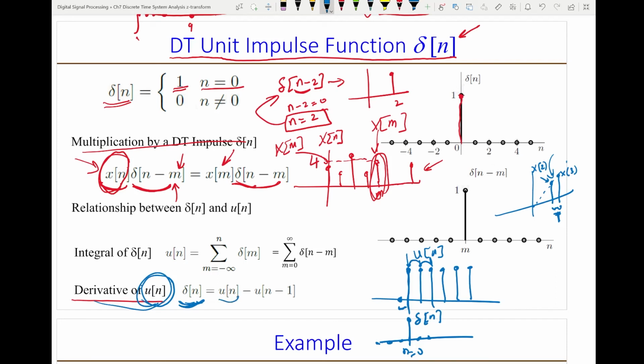So the derivative of u of n, you get delta n, and you can think of it as u of n, subtract from it u of n shifted 1 unit to the right. So if that is u of n, then u of n minus 1 will be this one. If I subtract these from here, the only thing that will survive is this impulse, which is a delta function.